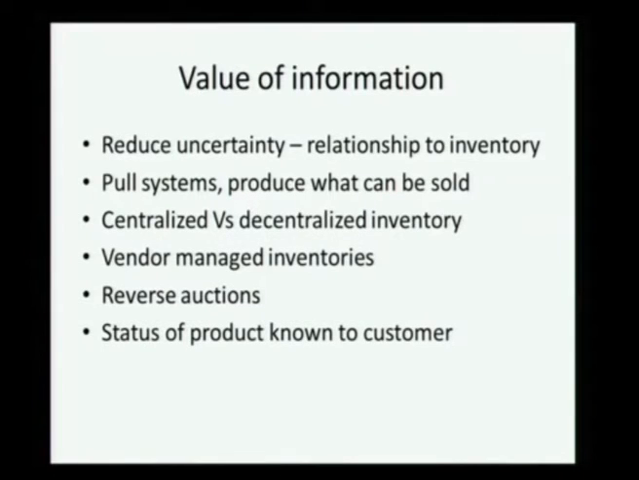Data also helps us to produce to demand rather than produce to forecast. When production systems were designed to produce to forecast, invariably there was excess production because there was a forecast error, which is the difference between what the actual demand is and what the estimated demand is. The forecast is an estimated demand, while the actual demand would be different from the forecast.